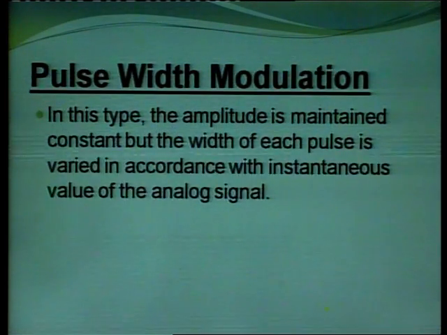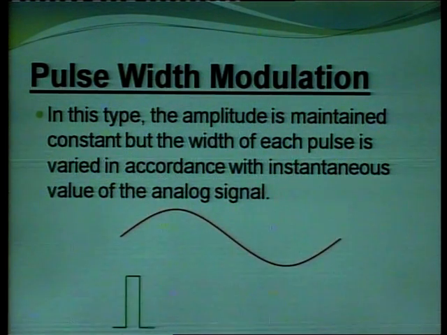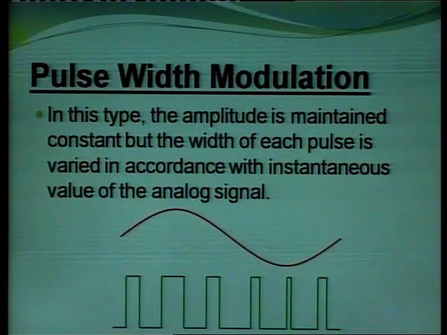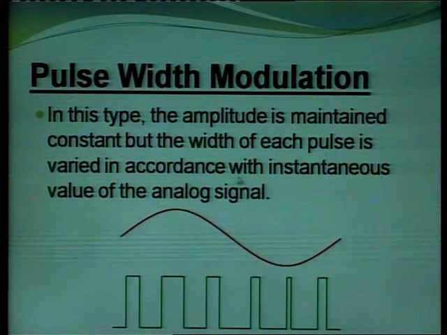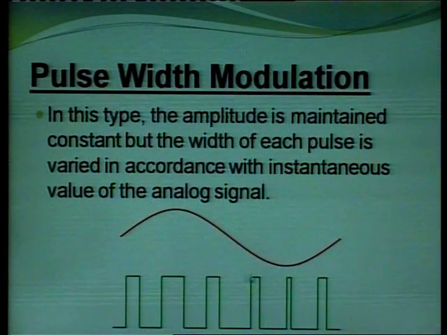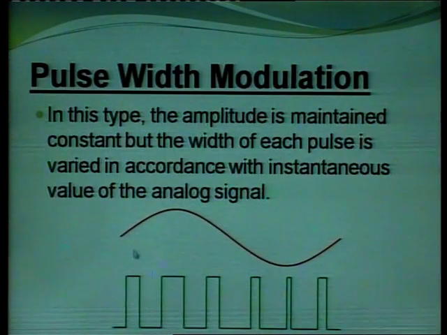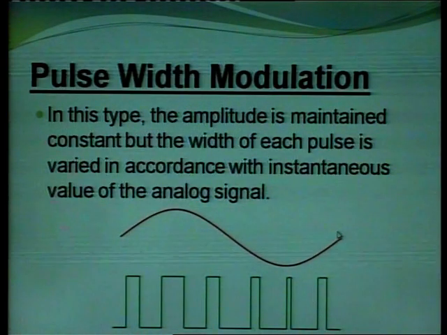Second type is pulse width modulation. In this type, the amplitude of pulses remains same, that is constant, but the width of pulses is varied in accordance with the instantaneous value of the modulating analog signal. Here it shows the width of pulses is not constant, whereas its amplitude remains constant. The width of pulses varies in accordance with the modulating analog signal.